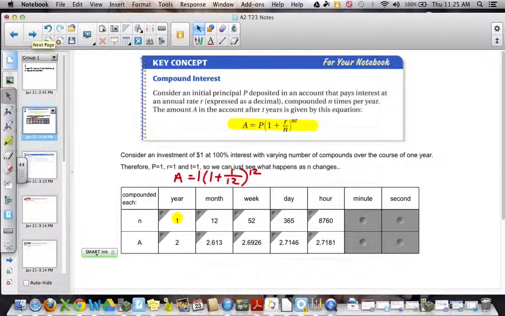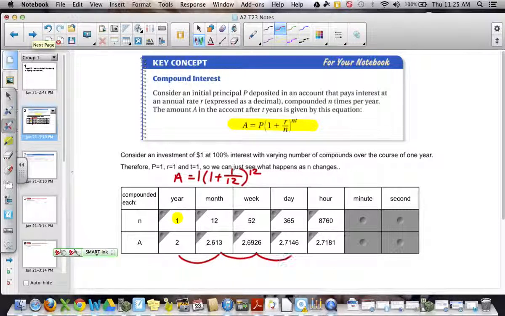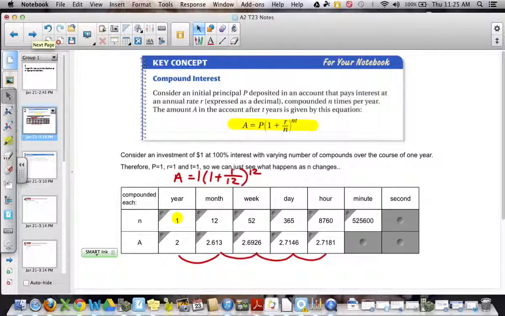So what we can see so far is that going from once per year to 12 times per year, we had a pretty significant jump. From 12 times to 52 times, there's not a very big jump. As we go from 52 to 365, an even smaller jump, and from 365 to 8,760, an even smaller jump still. So you could probably expect that if we compound by the minute, which is 525,600 times per year, the amount at the end is still $2.72. Very small amount of change.